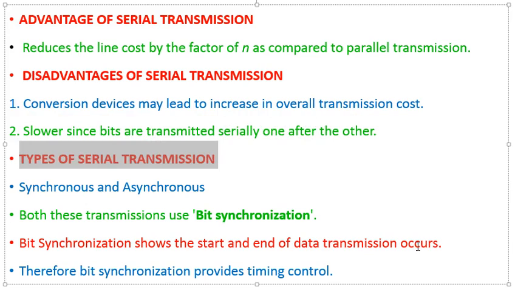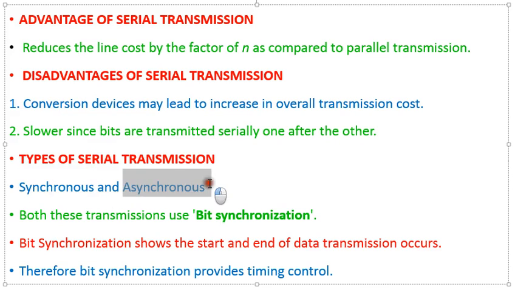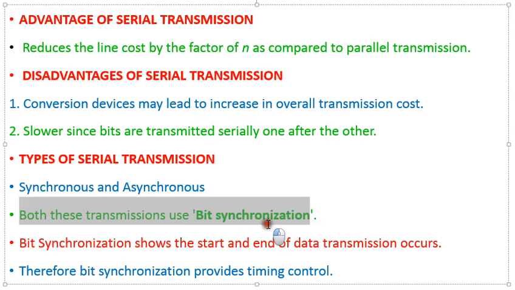And also, as we have seen on our block diagram, the serial mode of transmission is also divided into two. Number one is called synchronous mode of transmission, and the other one is called asynchronous type of data transmission. And both this synchronous and asynchronous use what we call a synchronization bit. What do we mean by synchronization bit?